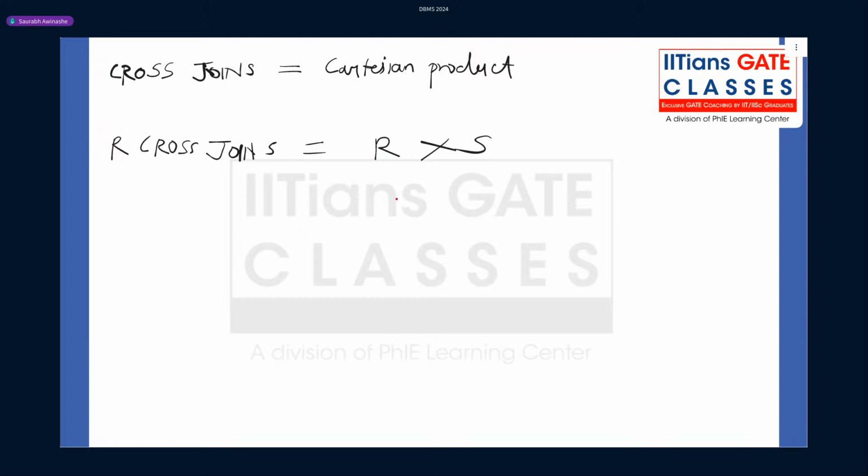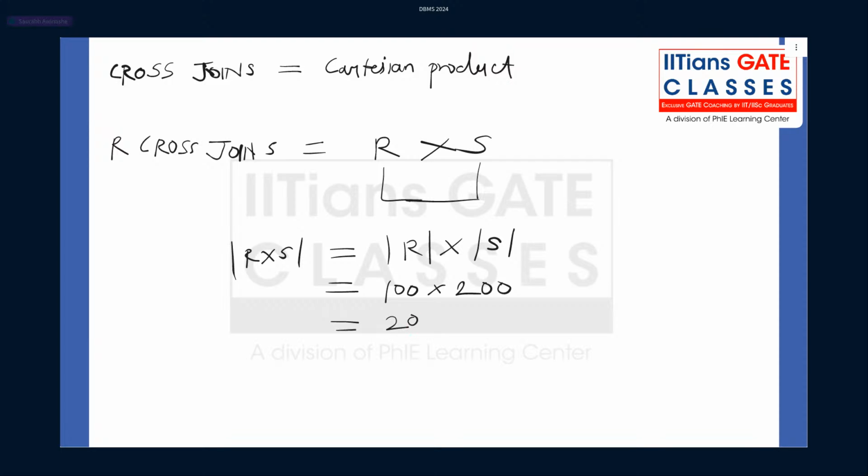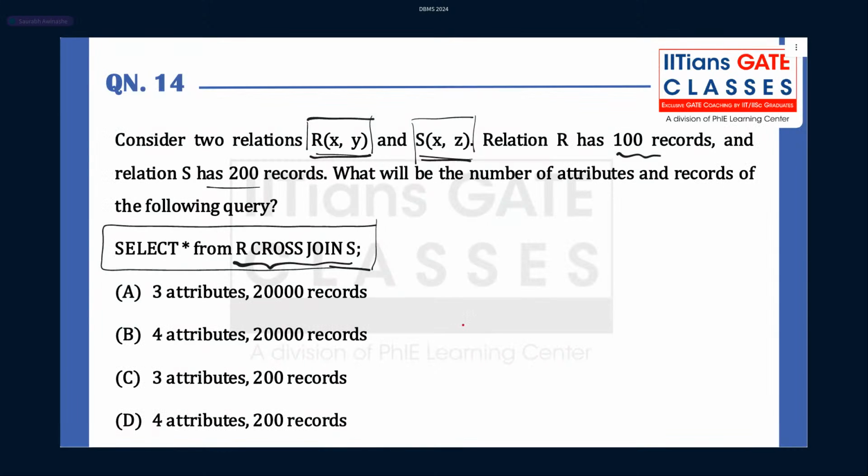Now, when we have the Cartesian product, what is the number of tuples we have? So the number of tuples in the Cartesian product is equal to the number of tuples in R into the number of tuples in S, right? So this gives us 100 into 200. Okay. So we have 20,000 records. So based on that, we are either option A or option B.